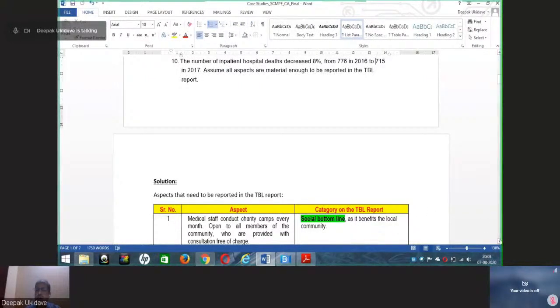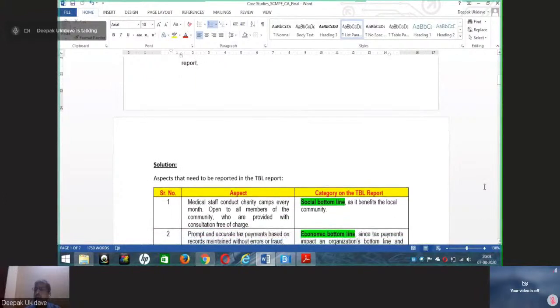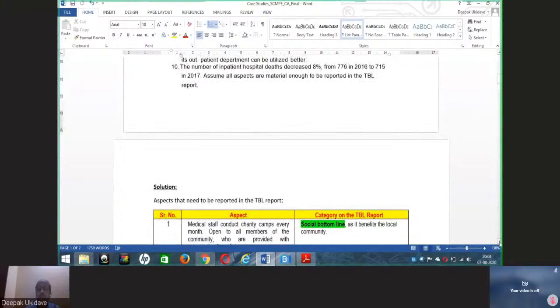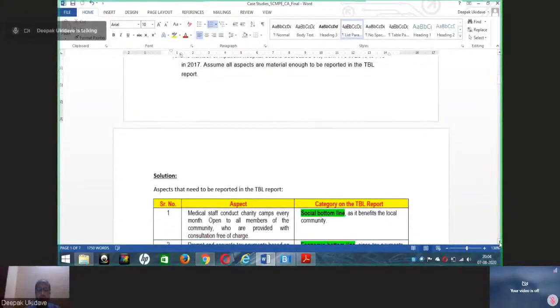First one, medical staff conducts charity camps every month. These are open to all members of the community who are provided with consultation free of charge. Nothing is charged to them. This charity camp caters to the community people who are residing in the nearby area of that factory. Of course, management is doing something for the society, so it is social bottom line and it benefits the local community. That is the answer.